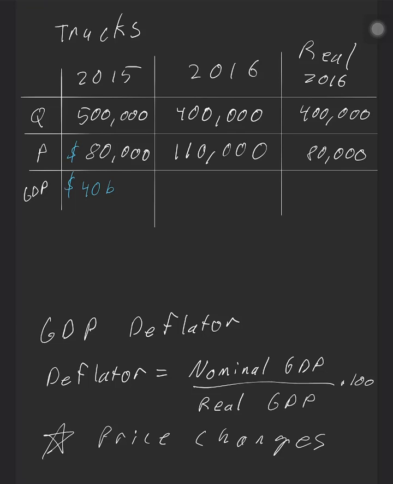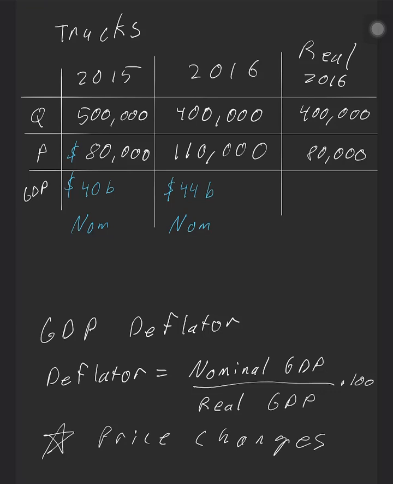The next year, they only produce 400,000 trucks, but the price of those trucks goes up to $100,000. Now we know we've produced $44 billion. Both of these are nominal measures. So how do we compare between 2015 and 2016? Because it looks like we have $4 billion more in total productivity in the economy, but do we?